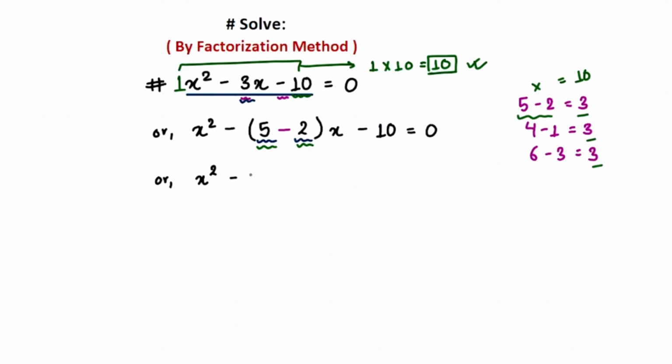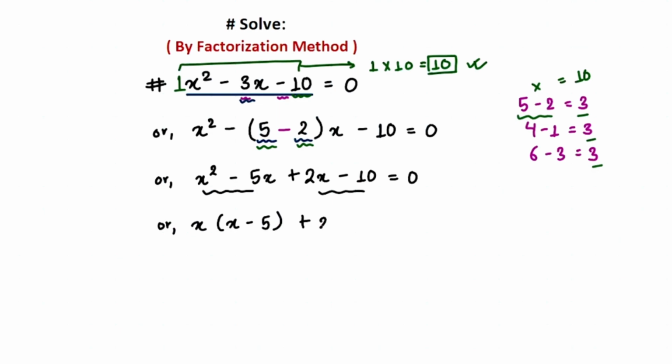So we have x squared minus 5 times x is 5x. Minus minus will give us plus. So 2 times x is 2x. Minus 10 equals 0. Now we just take common of the first two terms and the second two terms. Okay. So in the first two terms, we can take x as common. And we get x minus 5 remaining here. Plus, in the second two terms, we can take 2 as common. And again, we get x minus 5 over here.